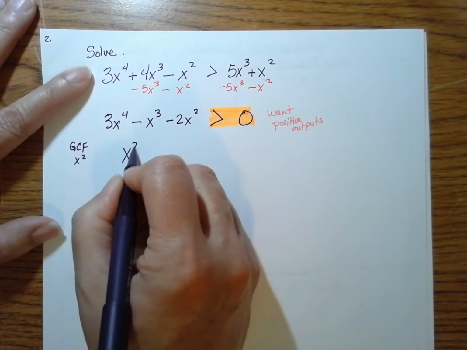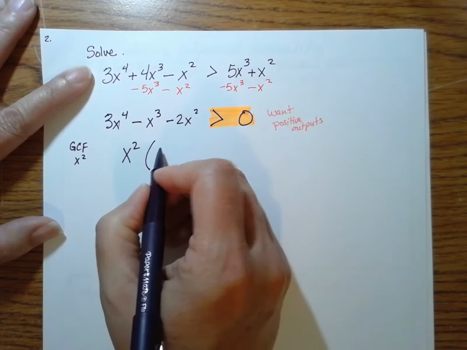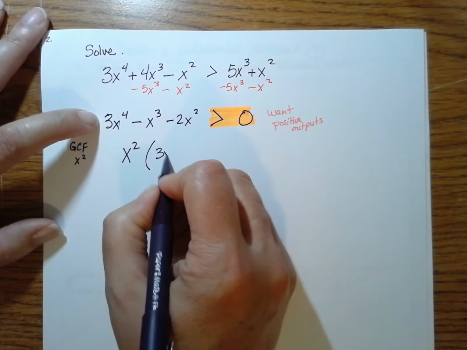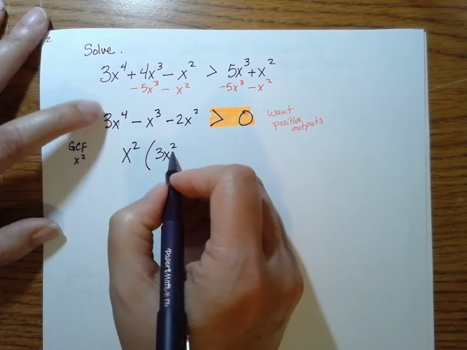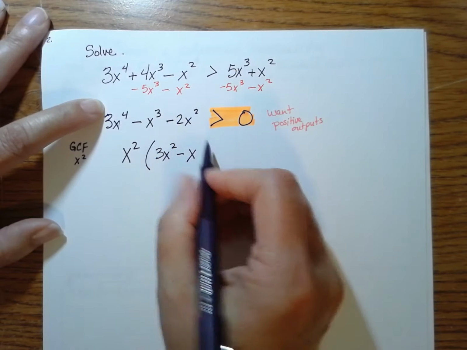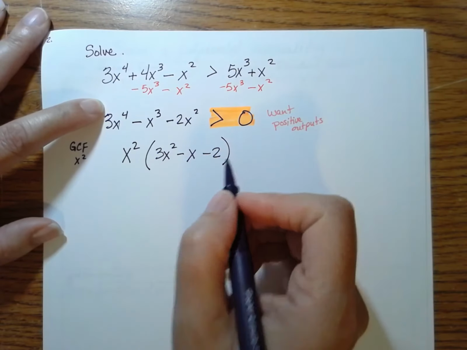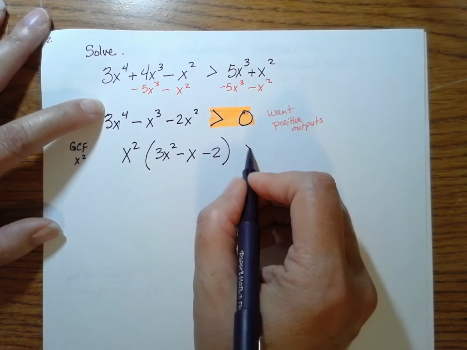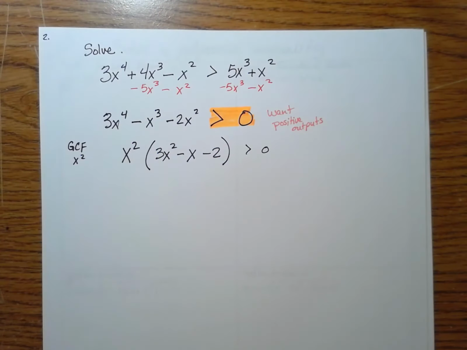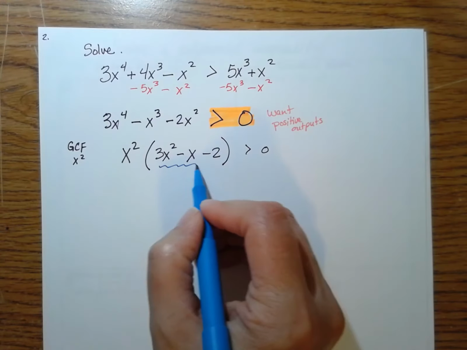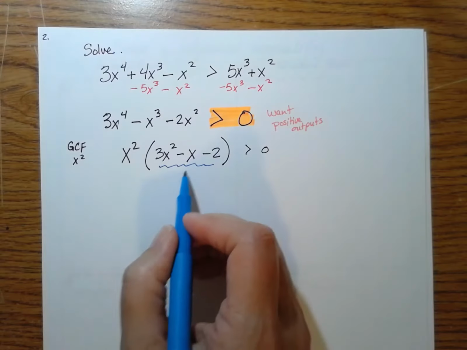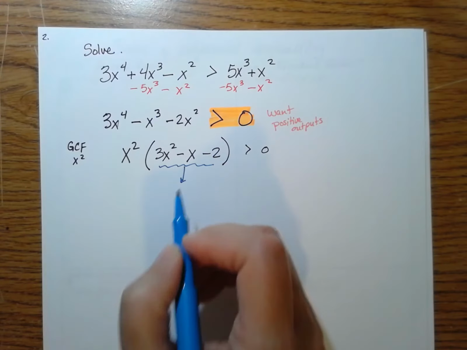So let's put x squared, and then in a parenthesis, we'll do 3x squared, and then negative x and the -2. And this is greater than 0. All right, so now I've got the trinomial right here, and that trinomial needs to be factored as well. So let's take a look at that.